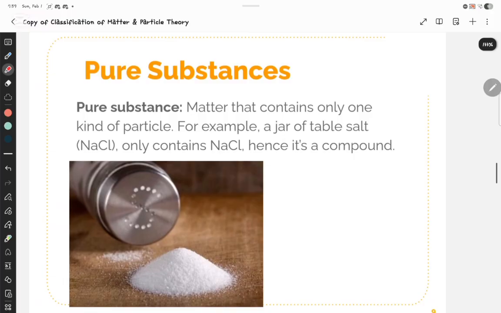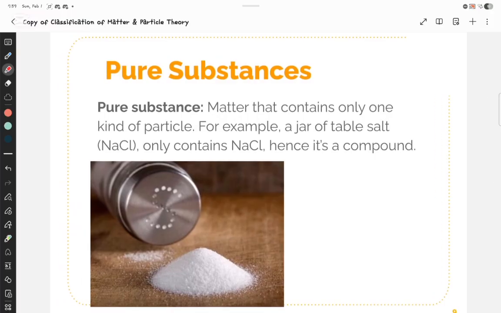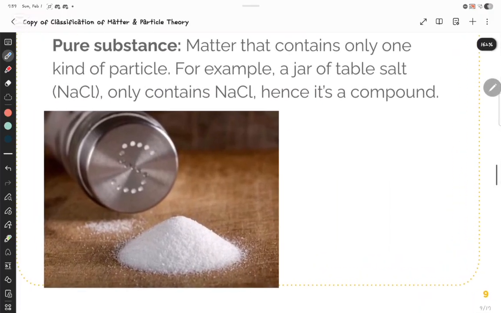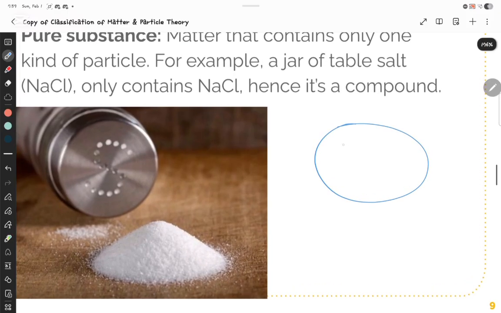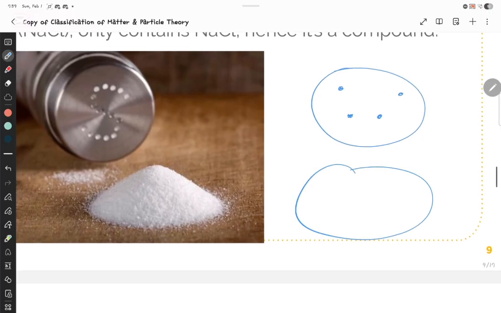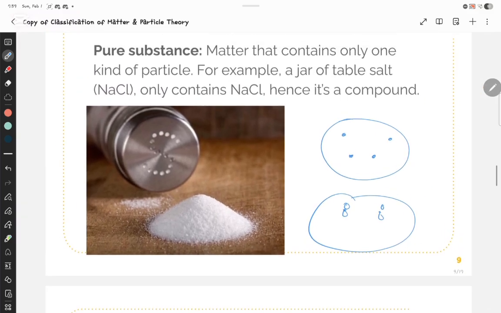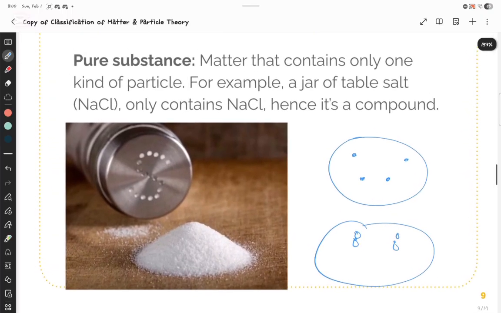Okay, so let's go through the definitions. A pure substance is essentially matter that contains only one type of particle. A pure substance branches off into elements and compounds. In general, you have a container with just one type of particle. It could be one type of element or one type of compound. The only restriction is that in the container there's only one type of particle.